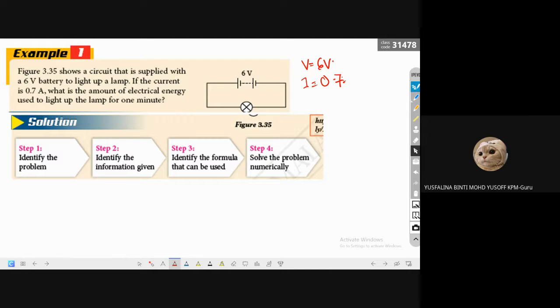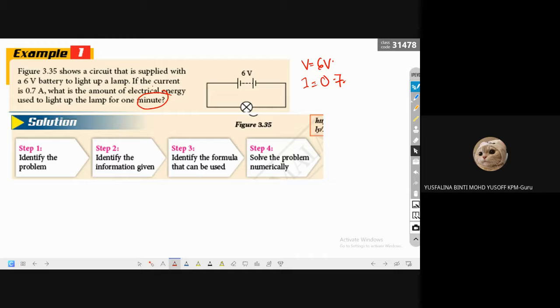Look at the unit here. Remember, for energy the time unit must be in seconds, except when you calculate the electrical energy for your house. That one uses kilowatt-hour, so that one is in hours. But for this one, you have to use seconds.